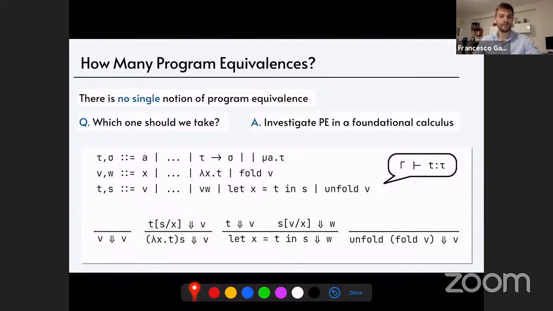This is rather irrelevant. And by the way, I chose call by value because usually program equivalence is more interesting for call by value languages, but you can actually repeat all the things that I will tell you in a call by name setting. So the calculus is not really relevant. It's just a means to a goal.